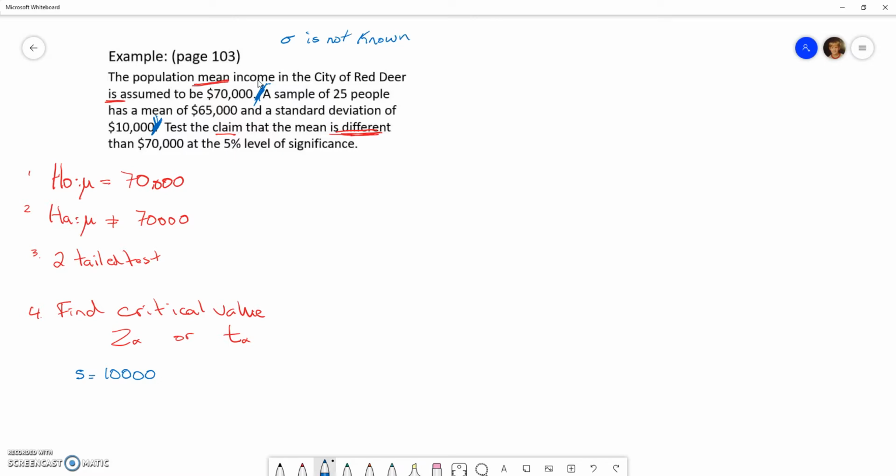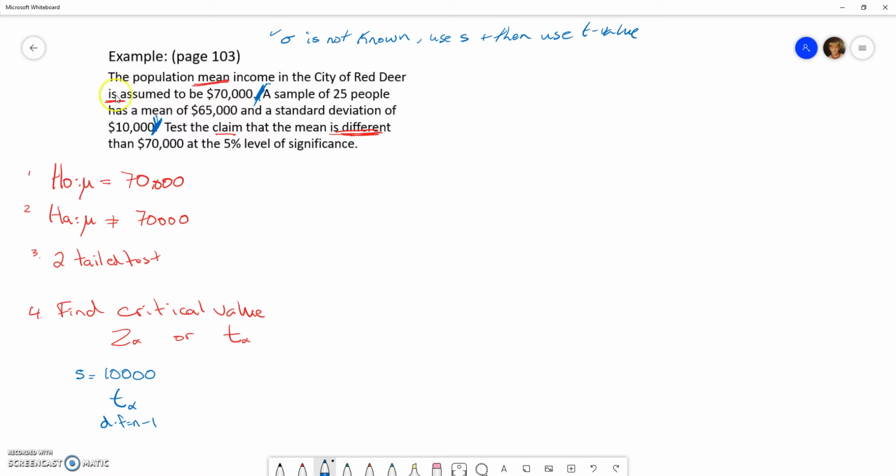Therefore, we have to calculate the sample standard deviation from our data. And if we don't know the population standard deviation, we use the sample standard deviation, and then we use a t value. So we need to find the critical value, which is a t value based on alpha and degrees of freedom, which always equals n-1 for hypothesis testing.